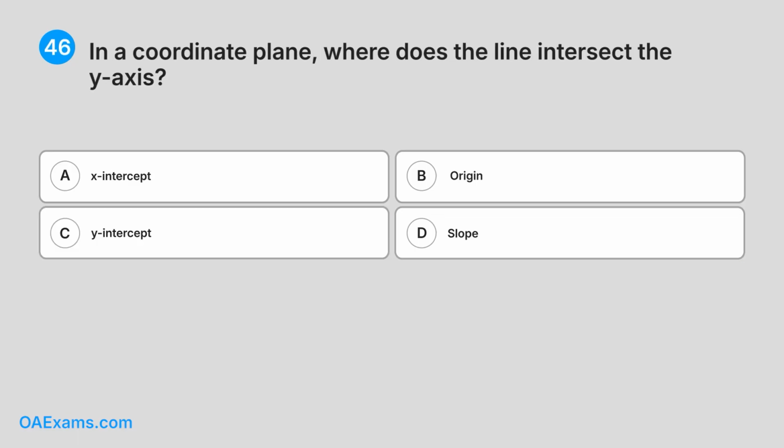46. In a coordinate plane, where does the line intersect the y-axis? A. X-intercept, B. Origin, C. Y-intercept, D. Slope. Do you know the answer?